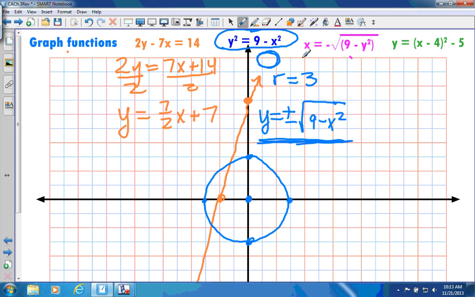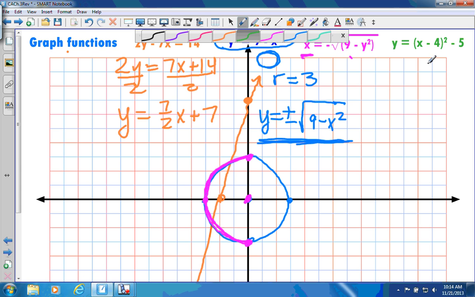The left side, because it's x that is by itself, that's not squared, and the y is squared. When y is squared, it's not a function anymore. So therefore, it's the same thing. We have a center at 0, 0, radius of 3, but we only need the left half. Yes. The negative makes it the left half. Positive would make it the right half.